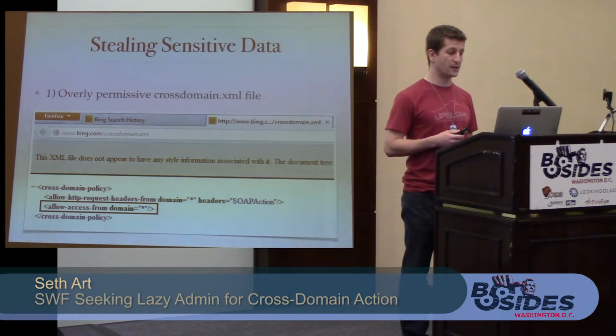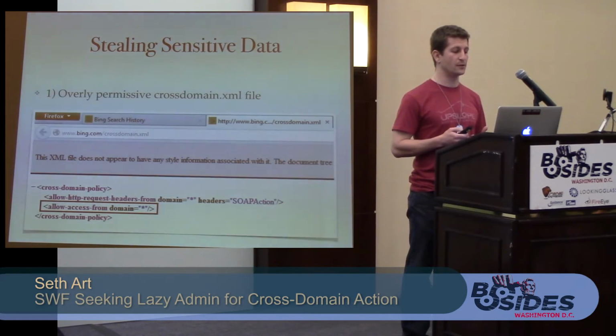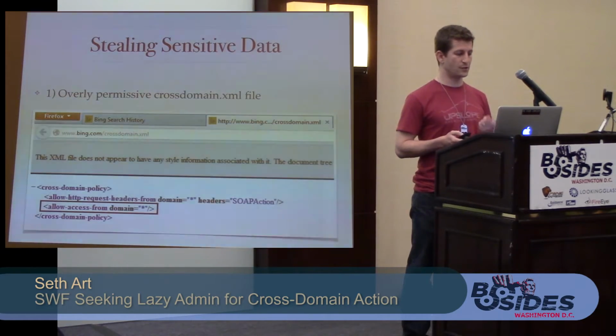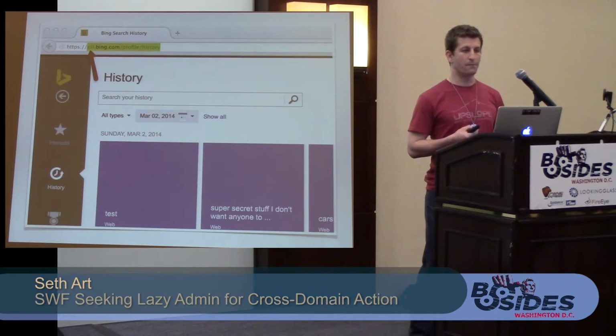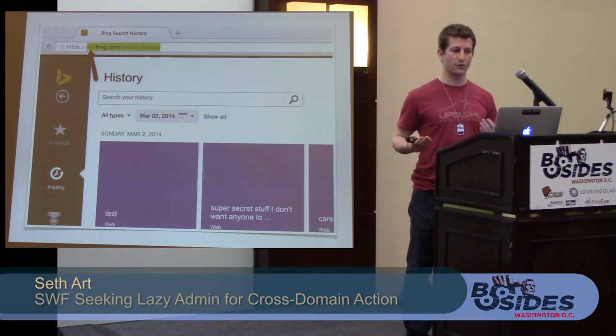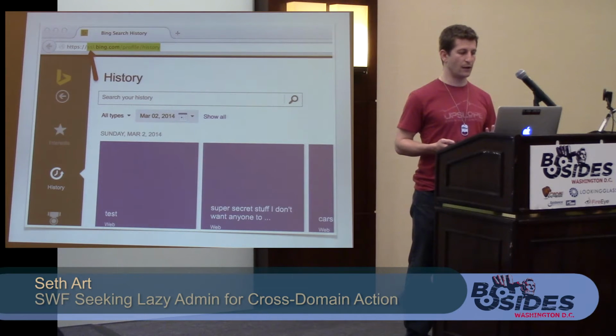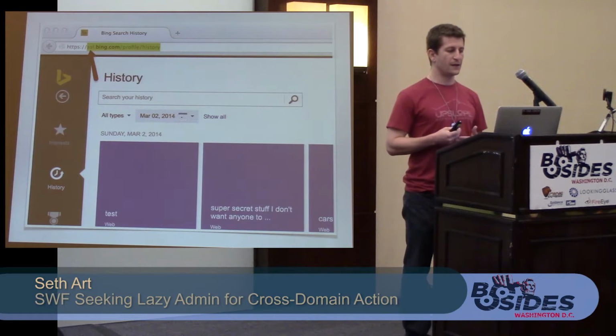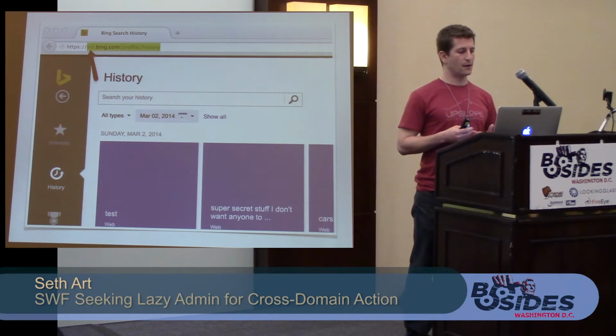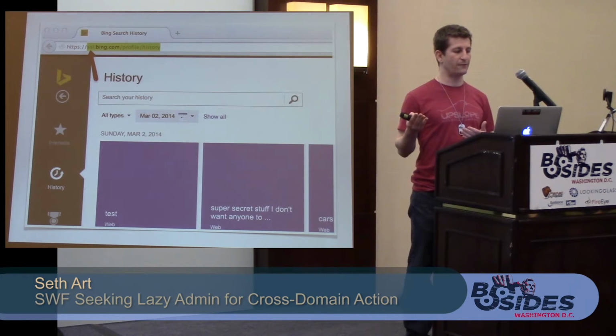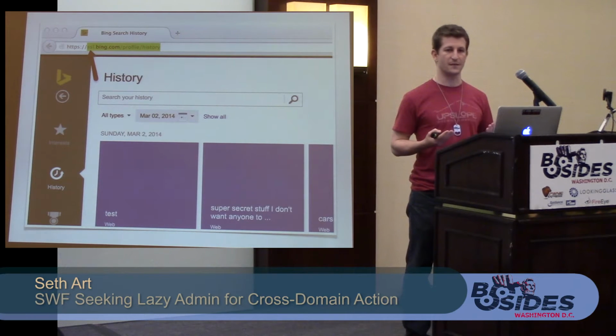So this was the crossdomain.xml file at www.bing.com. As you can see, the domain equals star for the allow-access-from directive. Now, Bing allows you to query everything you've ever searched for using this URL, ssl.bing.com/profile/history. The thing is, there's no crossdomain.xml file at SSL. So our SWF can make a request here, but nothing would happen. Flash Player would respect the same origin policy.